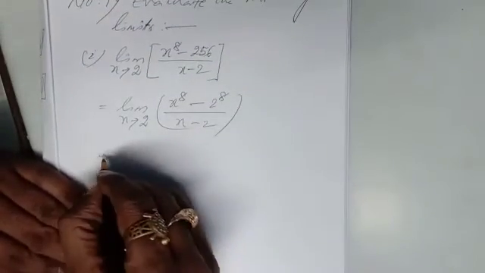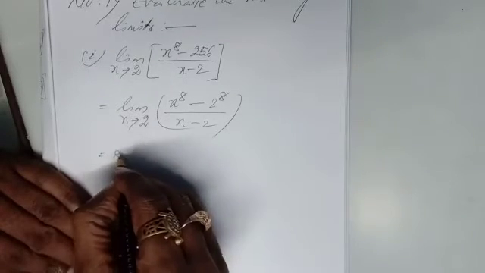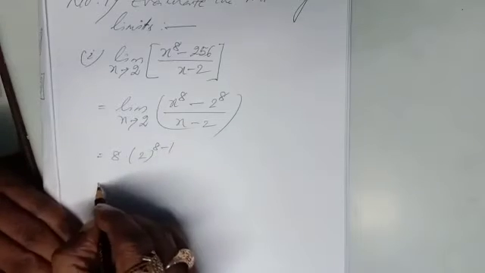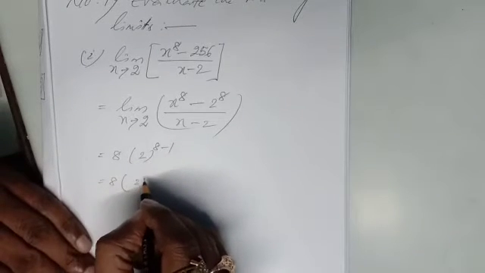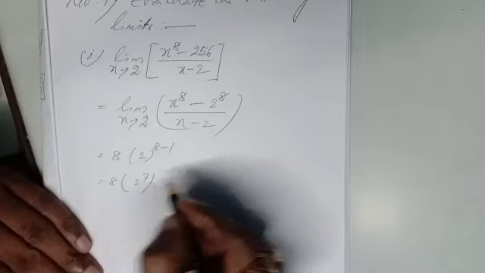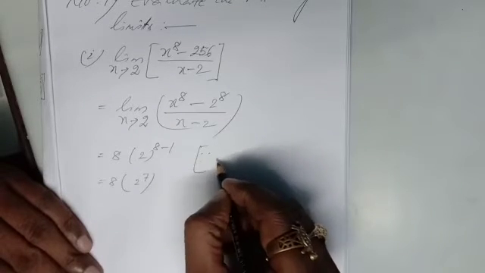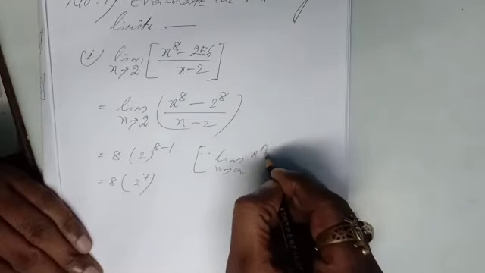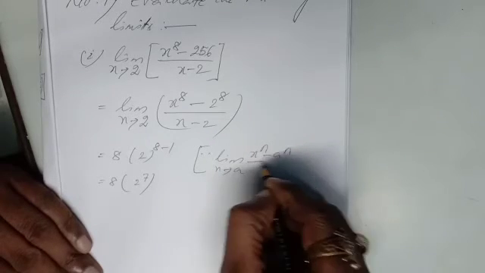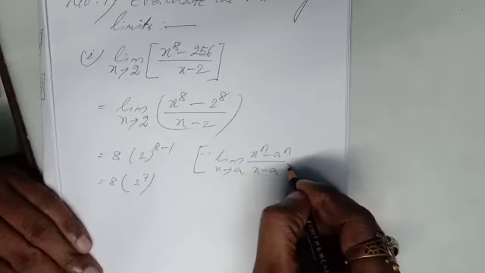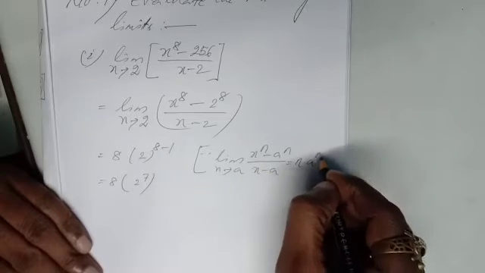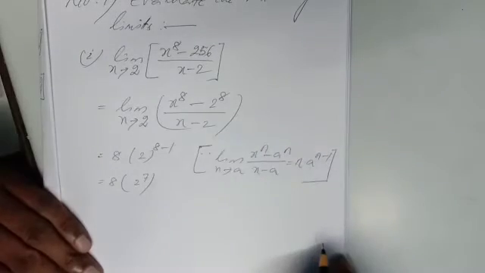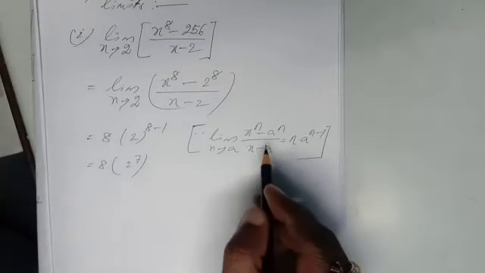As per the formula, the power 8 will come here, then 2 to the power 8 minus 1, that means 8 into 2 to the power 7. Write the formula here: limit x tends to a, (x to the power n minus a to the power n) by (x minus a) is equal to n into a to the power n minus 1. This is the formula required for finding this limit.